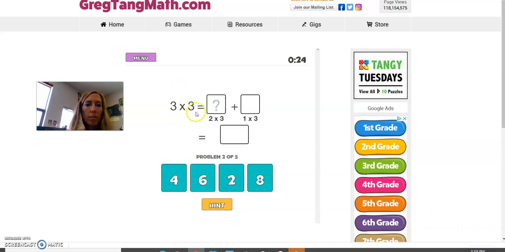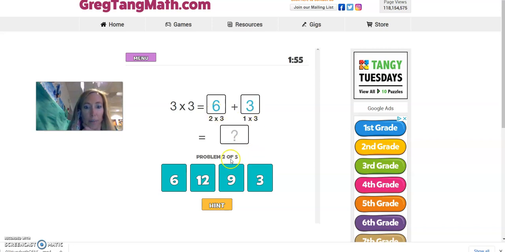Okay, but what about 3 times 3? Well, we can break it apart. 3 groups of 3 is really the same thing as 2 groups of 3 and then 1 more group of 3. So we're going to say, well, 2 groups of 3 is 6. And then 1 more group of 3 is 3. And when we put 6 and 3 together, we get 9.